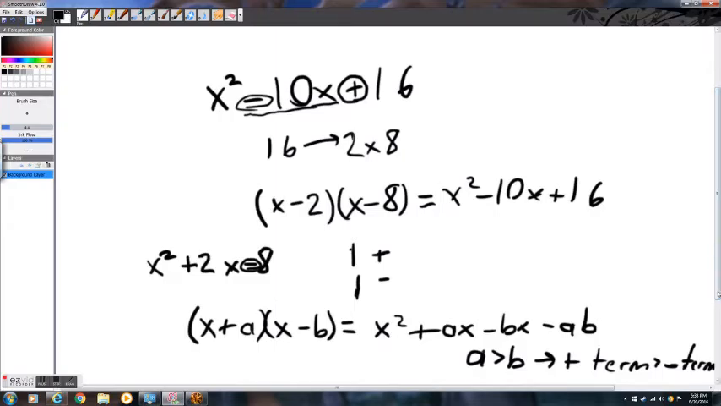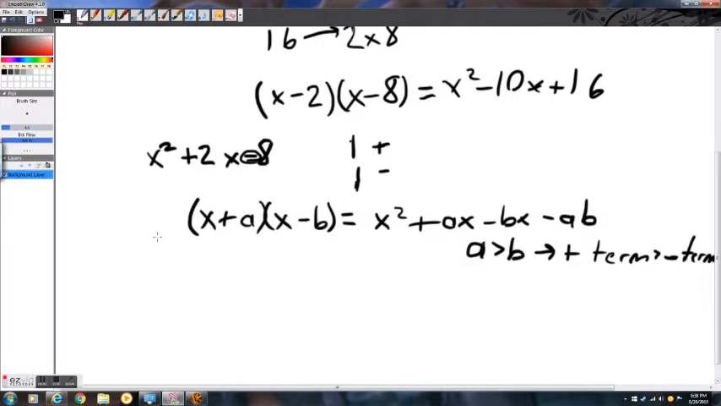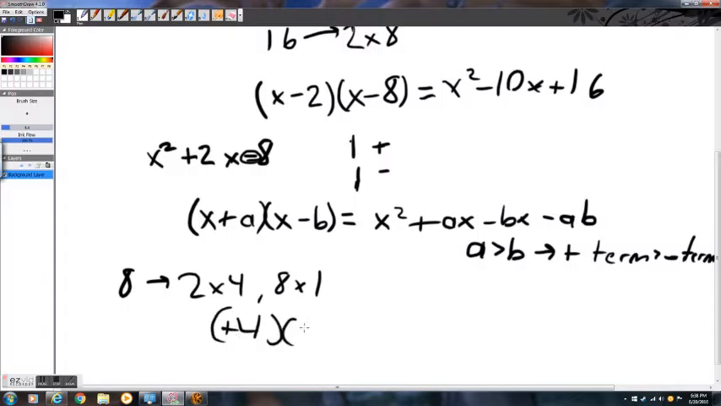So, when you look for factors of 8, you can do 2 and 4, 8 and 1. So, it's going to be 2 and 4. 4 is going to be positive, and 2 is going to be negative. And those add up to positive 2 and multiply to get negative 8. So, we have x plus 4 times x minus 2 for that one.